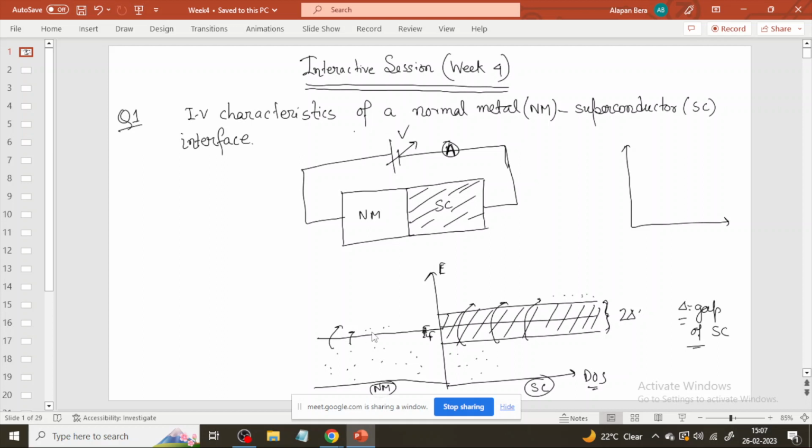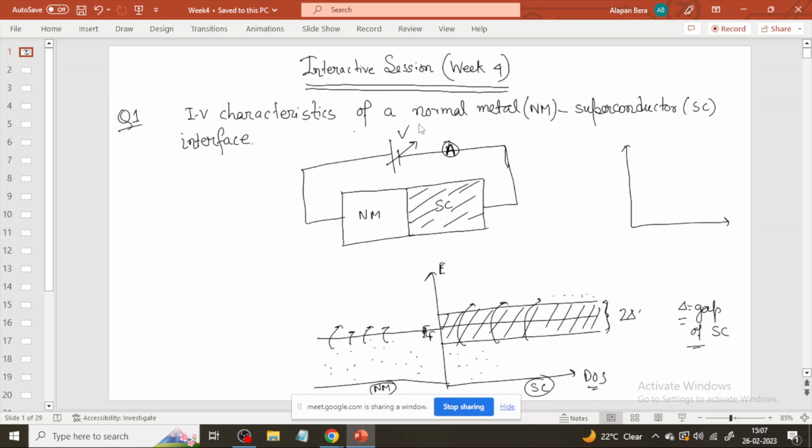But in the case of a normal metal, we know that at the Fermi energy no gap appears in the Fermi energy level. Around this Fermi energy level, all the states are single electron states. No gap appears in the case of a normal metal, so electrons can readily jump into this region when they get excited.